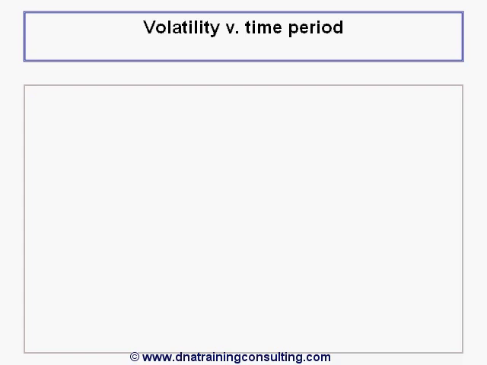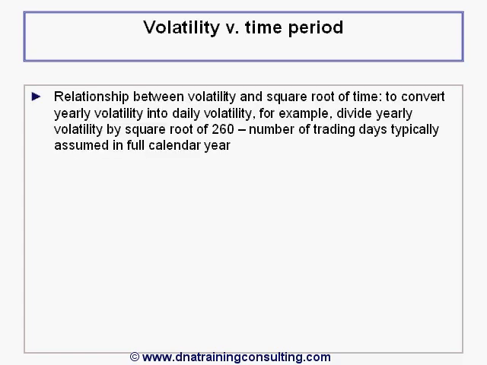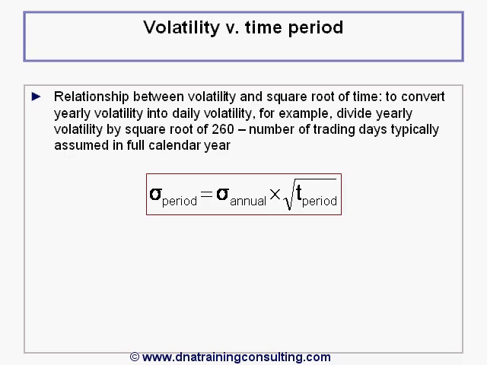The next important concept under this approach is the relationship between volatility and the square root of time. To convert yearly volatility into a daily volatility, for example, we divide the yearly volatility by the square root of 260, the number of trading days typically assumed in a full calendar year. Thus, sigma for the period is the annual sigma times the square root of t period, where t period is the length of the period expressed in years.